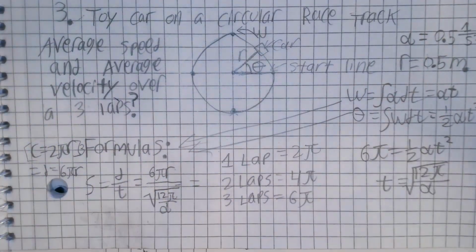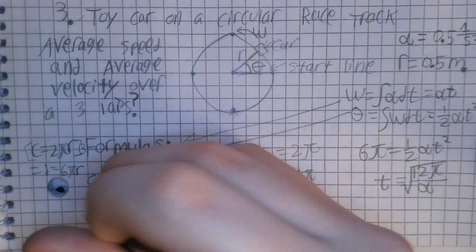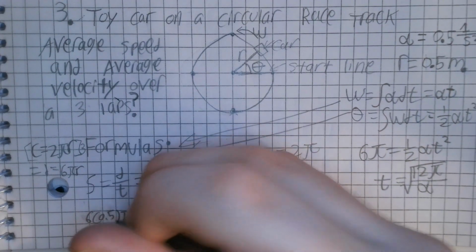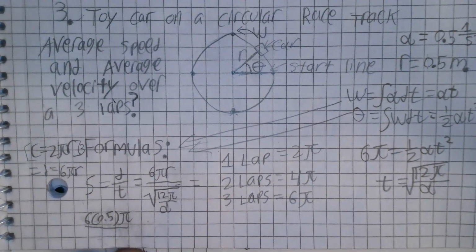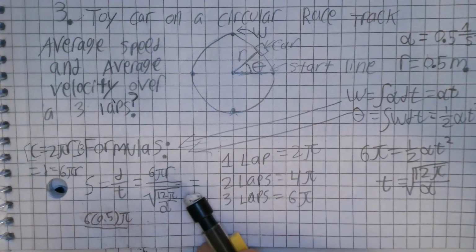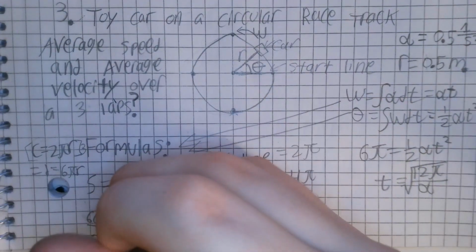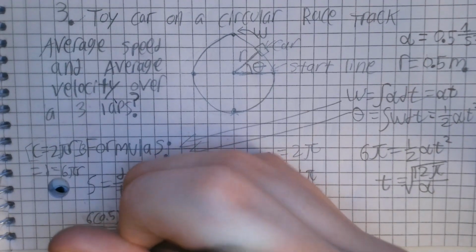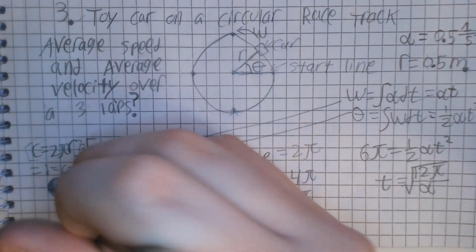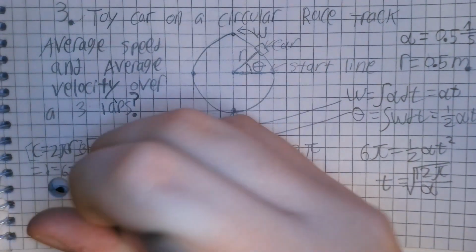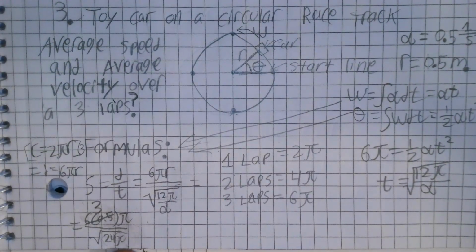Plugging in some numbers here, now is when I recommend you do this. We get 6 times 0.5 times pi all over, and here we're going to plug in a 0.5 on the bottom. If we divide by half, we're really multiplying by 2. So it's just going to be over the square root of 24 pi. Okay, and we get 3 pi. Really, that's 3, so now we get 3 pi over the square root of 24 pi.